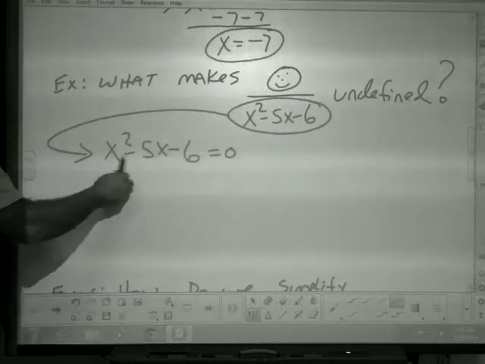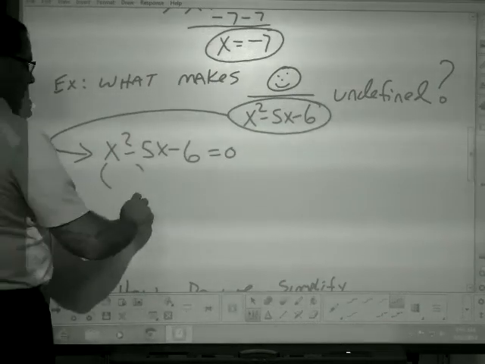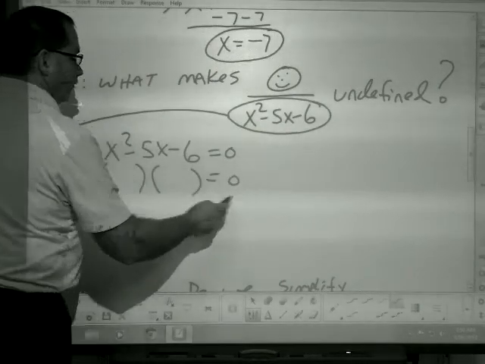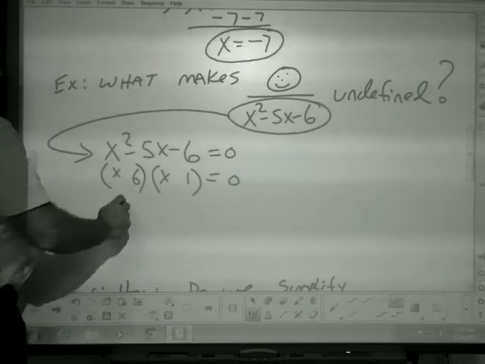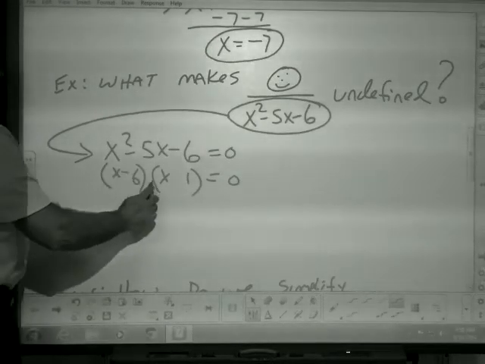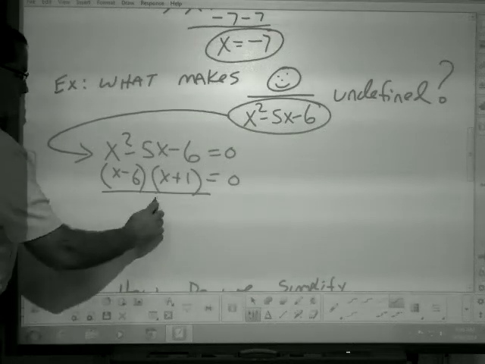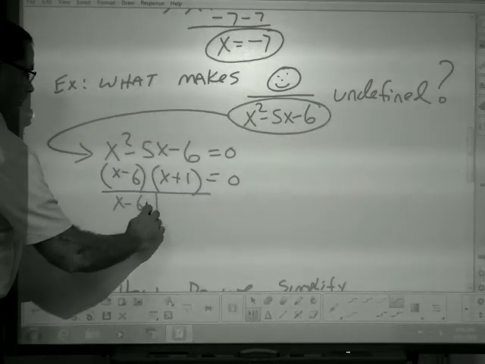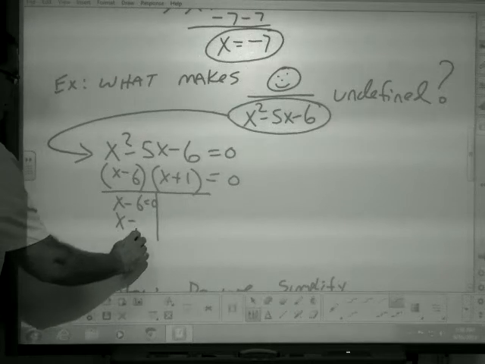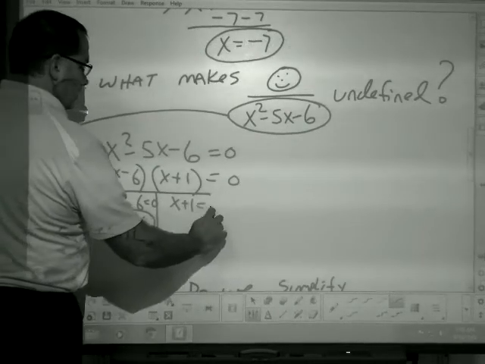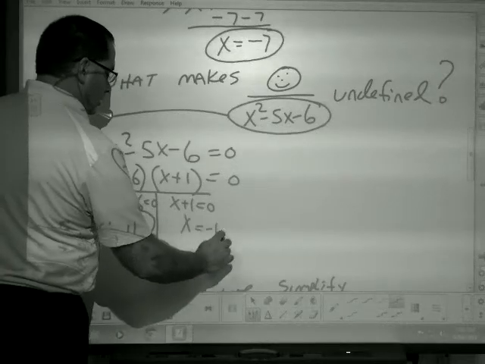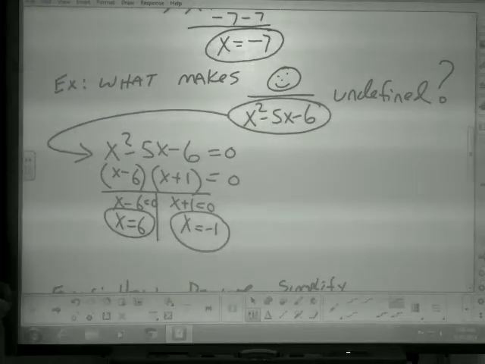Well, this looks like chapter 1 now. I know how to do this. I can factor it. Factors of 6 with a difference of 5. Needs to be a -5. That makes the bottom 0 when x is 6 and when x is -1.